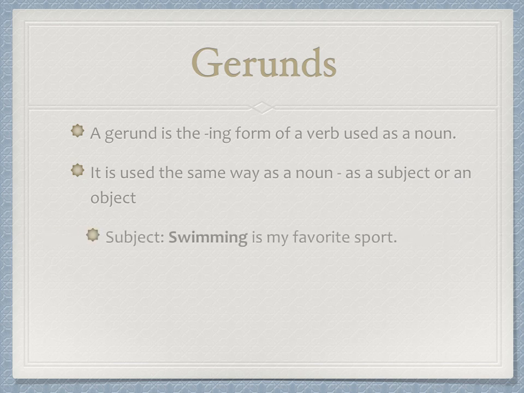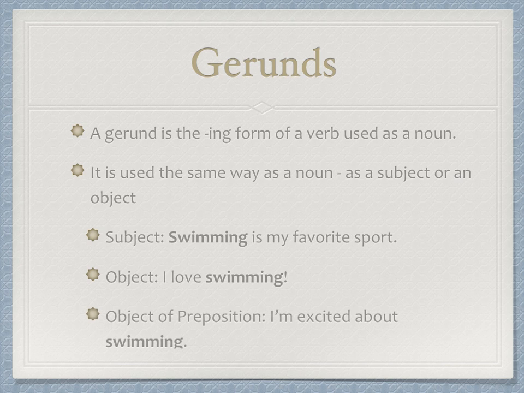So here's an example where it's the subject. Swimming is my favorite sport. So here the subject of the verb is swimming. As an object, I love swimming. So what do you love? Swimming, object of the verb love. And then finally, the object of a preposition. I'm excited about swimming. About what? About swimming.